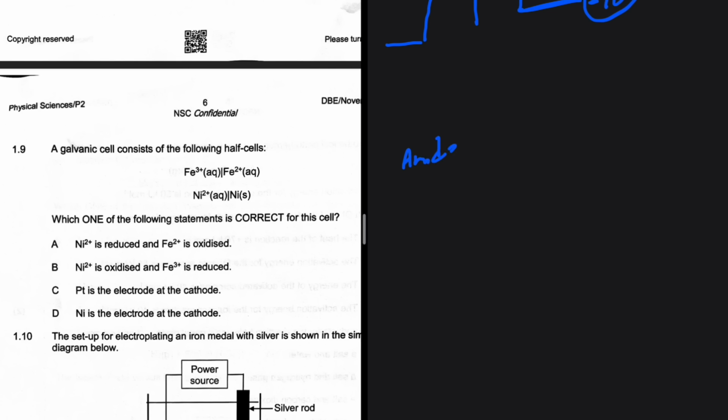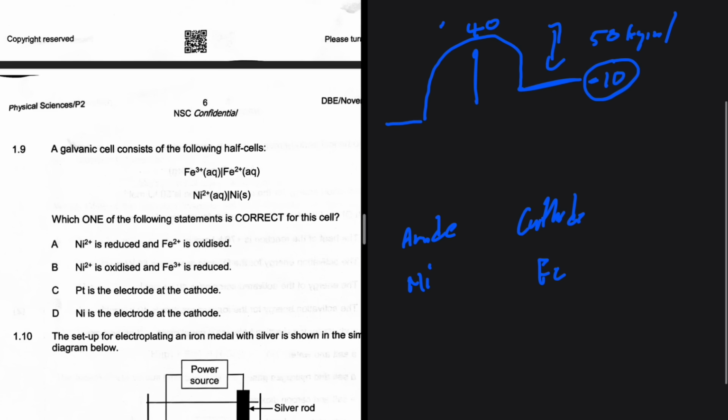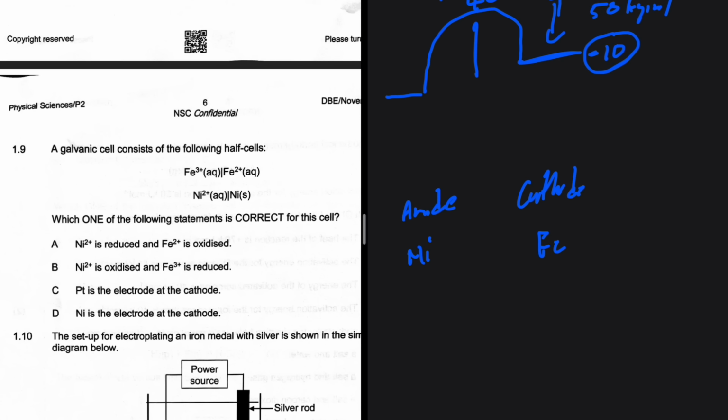So obviously I have anode and cathode. On my table, I'm looking for Fe, there it is, and then I'm looking for nickel. So nickel is a stronger reducing agent, so nickel is at the anode, and then Fe is a stronger oxidizing agent, so it is at the cathode, right? Okay, so let's carry on and see what is happening. So this is the anode, this is the cathode.